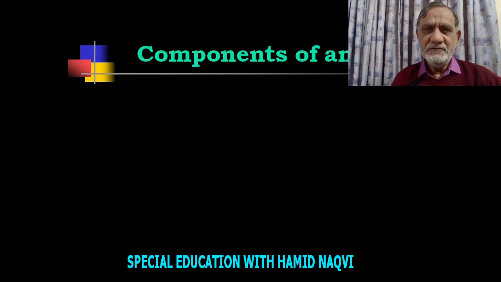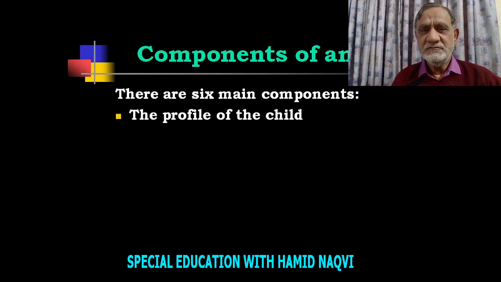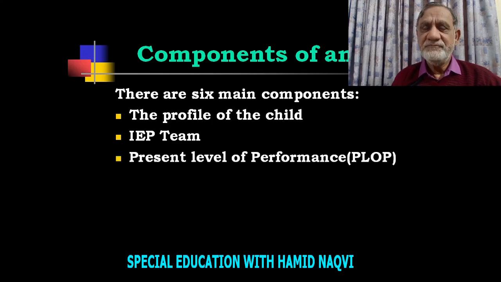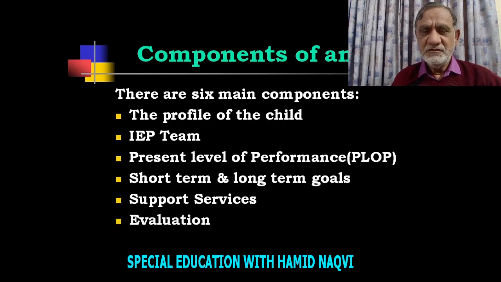Components of an IEP. For an ideal IEP, there are at least 6 main components. Each one is very important. The first one is the profile of the child. It is followed by the IEP team, then the present level of performance, then short-term and long-term goals, followed by support services, and at the end, evaluation. Each one would be explained and a concrete example would be given.